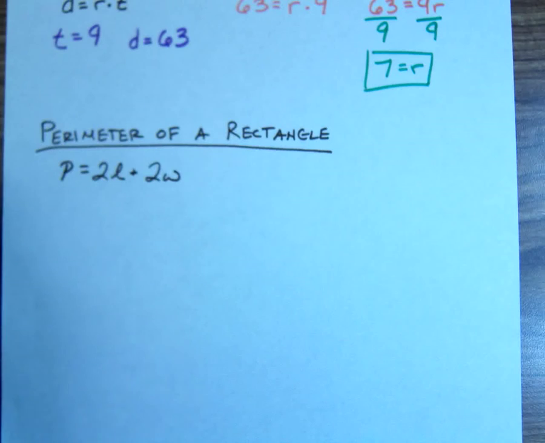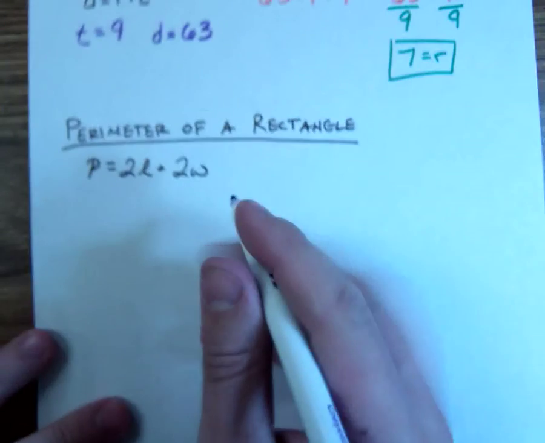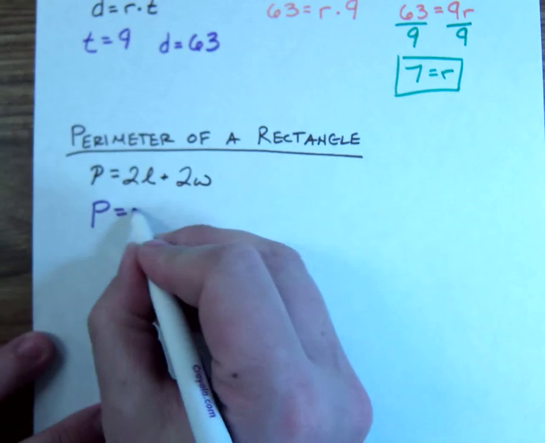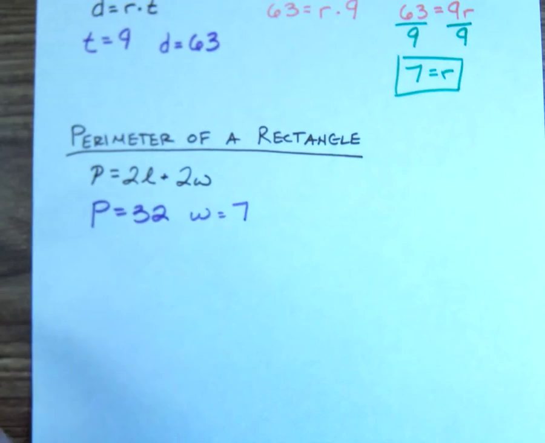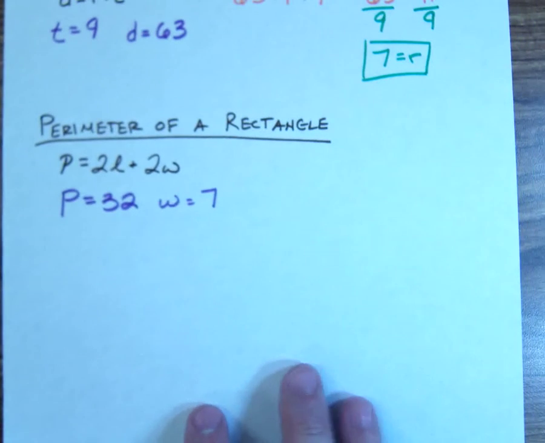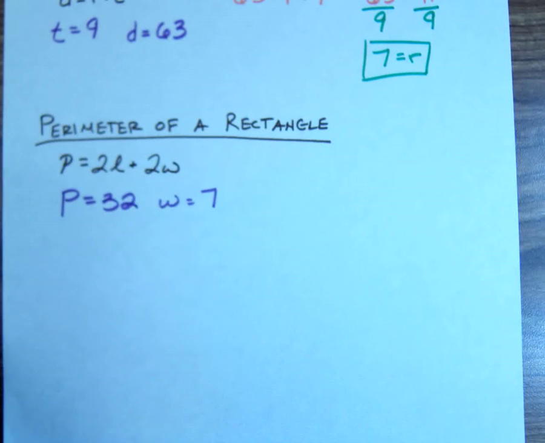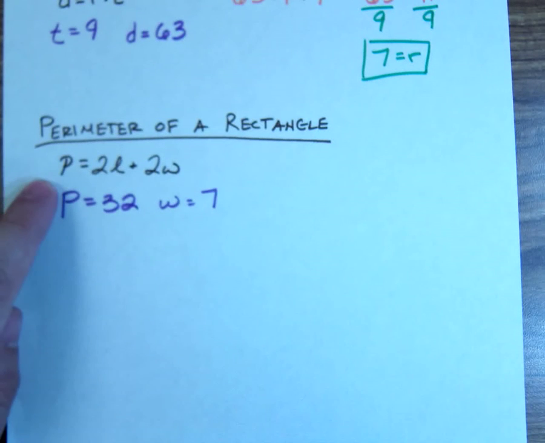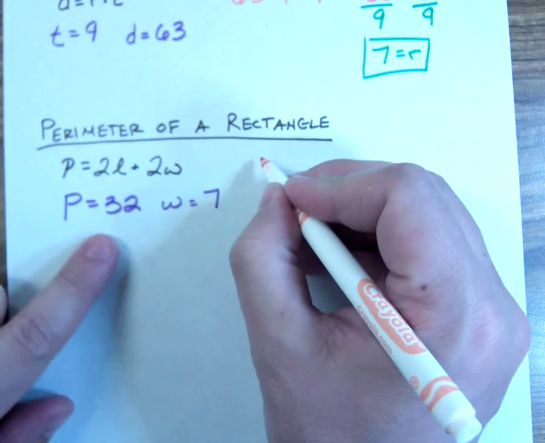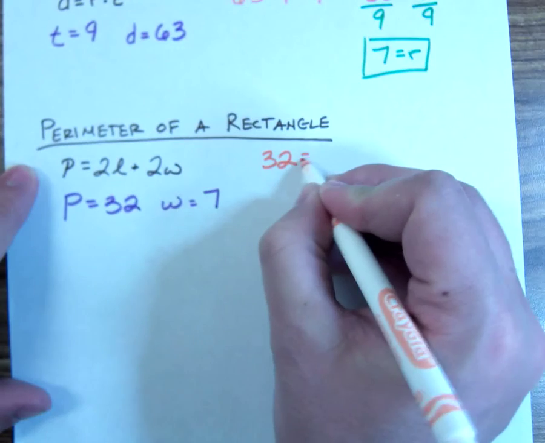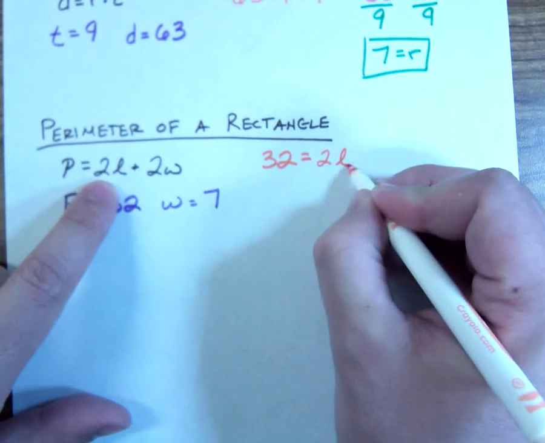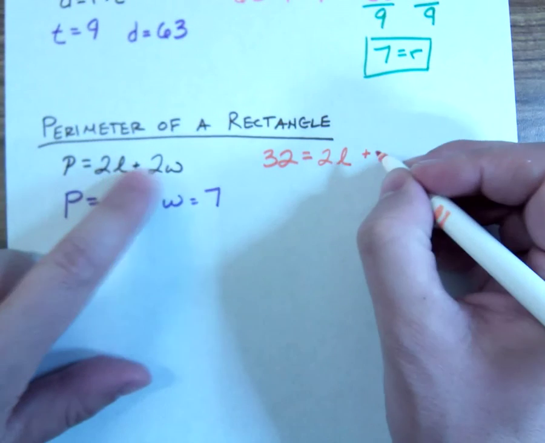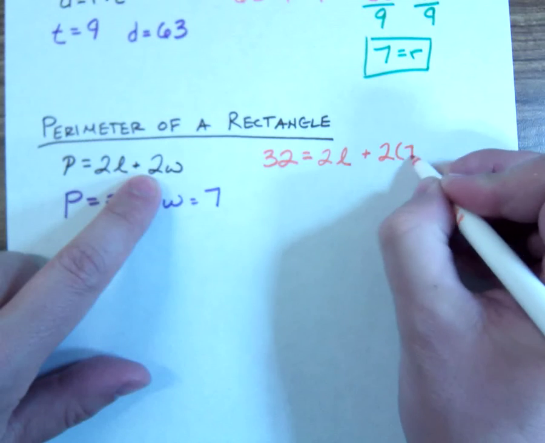But what if I ask it in a little bit different way? What if I tell you that the perimeter of the rectangle is 32 and the width is 7, and I want to know what the length is? So again, you write this formula and you replace the variables that you have numbers for. So instead of P equals, P is 32, so we'll do 32 equals 2 times L. Well, I don't know what L is, so I'm going to leave it as 2 times L, plus 2 times W, W is 7, so 2 times 7.